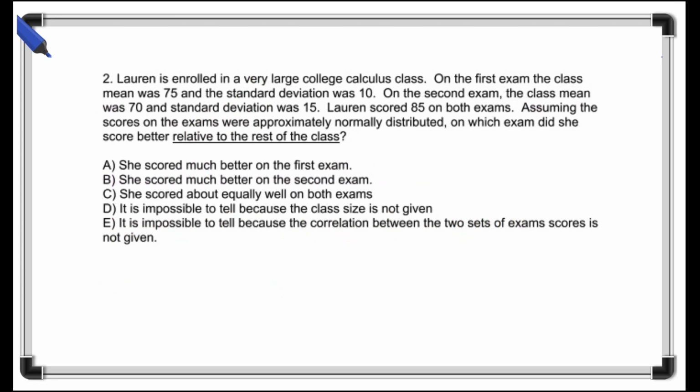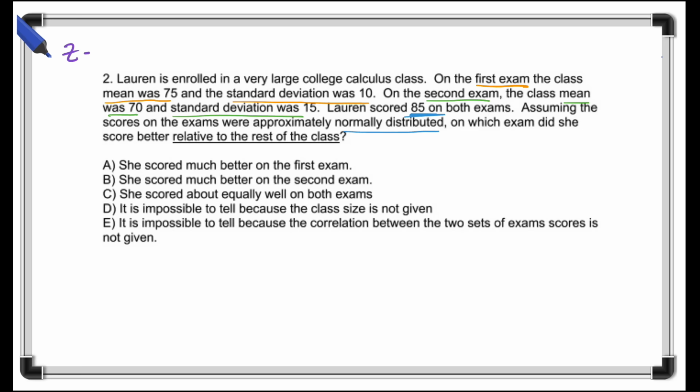Okay, in this question, Lauren is enrolled in a calculus class. So on the first exam, the class mean was 75 and the standard deviation was 10. On the second exam, the mean was 70 and the standard deviation was 15. And Lauren scored an 85 on both of the exams. So assuming that the scores were approximately normally distributed, on which exam did she score better relative to the rest of the class? We're going to compare the z-score.